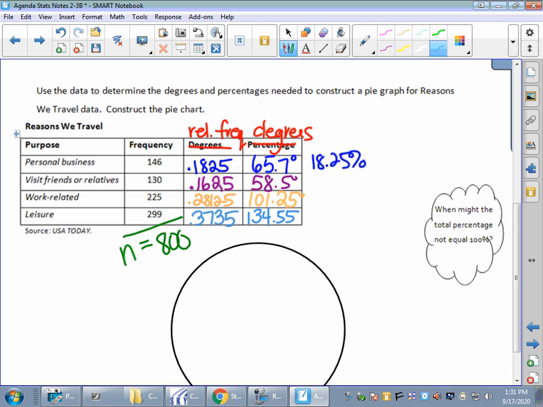What should all of this add up to? If I add up all of my relative frequency, that should add up to what? 1 whole, right? If I add up all my degrees, what should that add up to? 1 whole, if I'm talking about a circle, is 360 degrees. Why might the total percentage not add up to 100%? We all know the classic issue of rounding. That's why I did not round anything along the way, because I didn't want to lose any of that value along the way. When I write stuff down, I might, however, round.